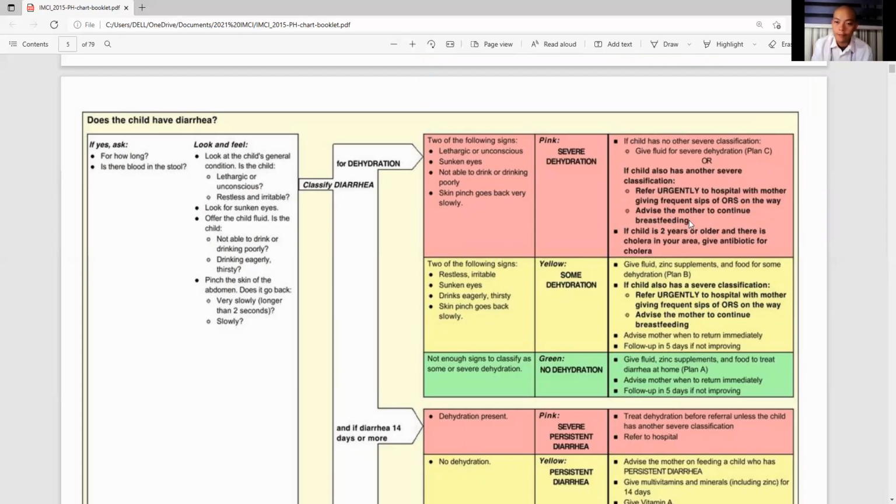Okay? Advise the mother to continue breastfeeding. If the child is 2 years or older and there is cholera in your area, give antibiotic for cholera. So you can see, the IMCI system is great because it tells you what is available, sir. So possibly your patient will fall under yellow.